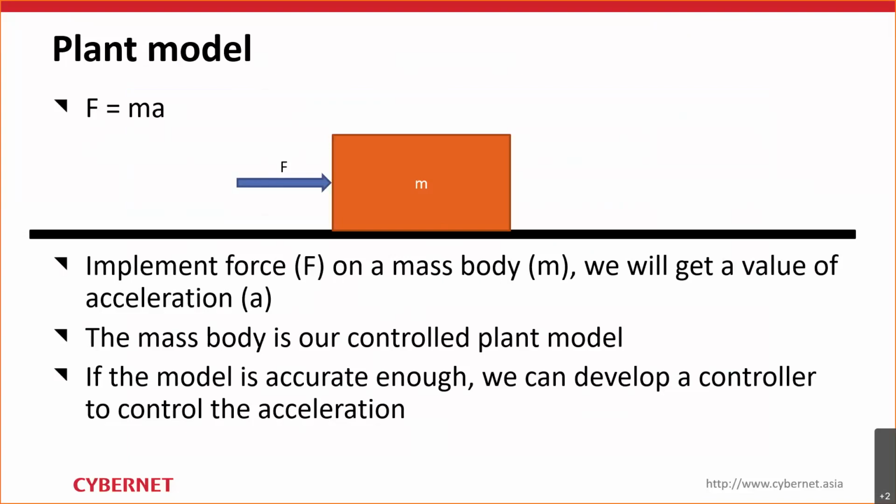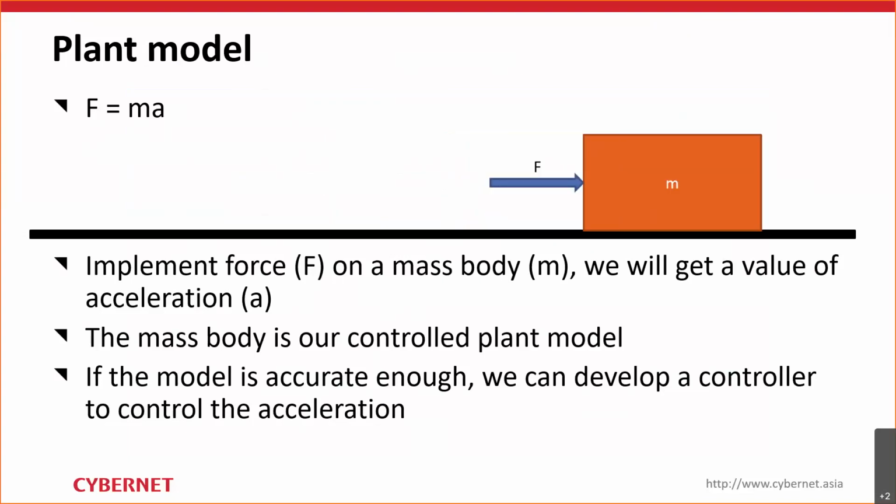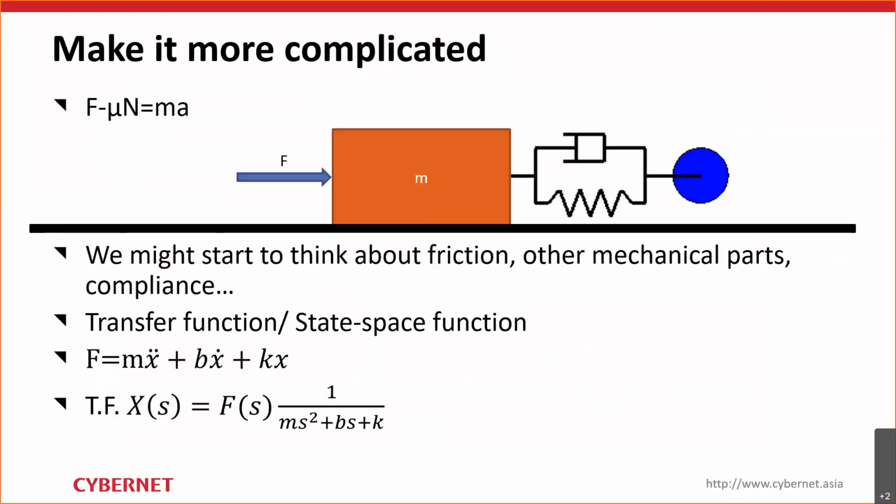Let's make the problem more complicated. F equals m a is not how the real world works. The real world is more complicated. We have friction, damping, and other mechanical parts. If our background knowledge is strong enough, we can still make the plant model as a transfer function, or you can say a state space function.